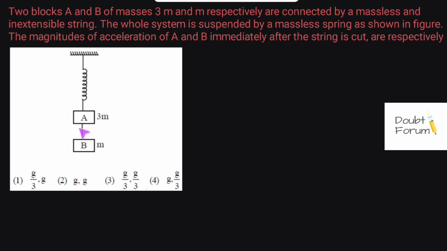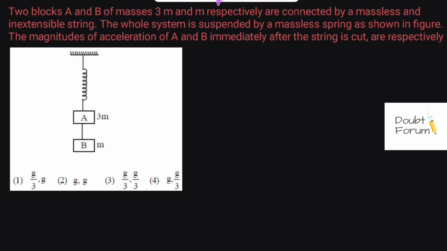In this system, blocks A and B are connected with a string which is massless and inextensible, and these two blocks are suspended by a spring. This is also massless. So this is the spring. Now we are asked to find the acceleration immediately after the cutting of this string. So we cut this string and we are asked to find the acceleration of block A and block B.